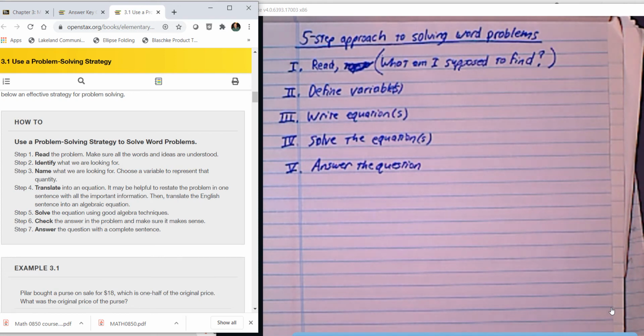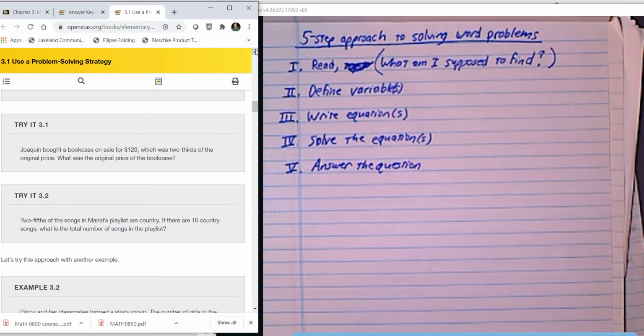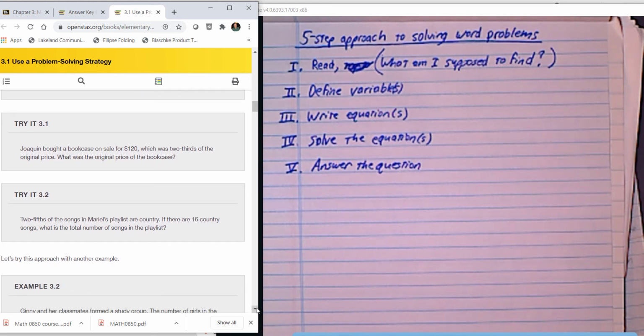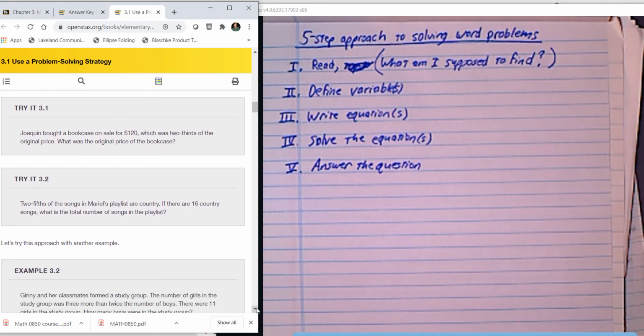And I thought what we could do is work through some examples. Actually, of course, their examples have the old show solution feature. So I think I'll do some of the you try it's. I thought I'd do some of the even problems.